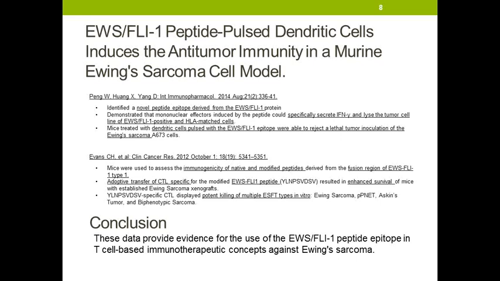So here's a study done recently, in 2014, that took an edocephalide type 1 peptide and pulsed dendritic cells with it.